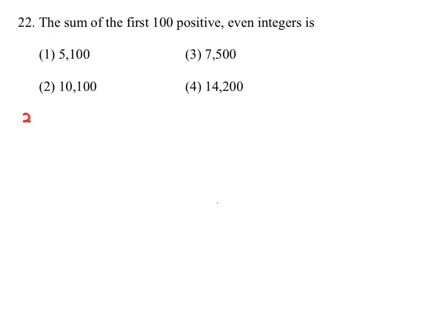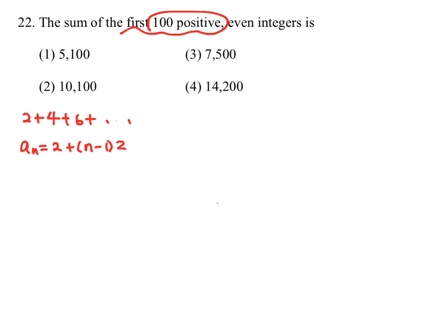The sum of the first 100 positive even integers. So essentially what we're looking at is 2 plus 4 plus 6 all the way up to a certain number. But when they say first 100 positive even integers, then we realize that each term will be defined by the first term, which is 2, plus n minus 1 times d, where d is 2 because that's the common difference.